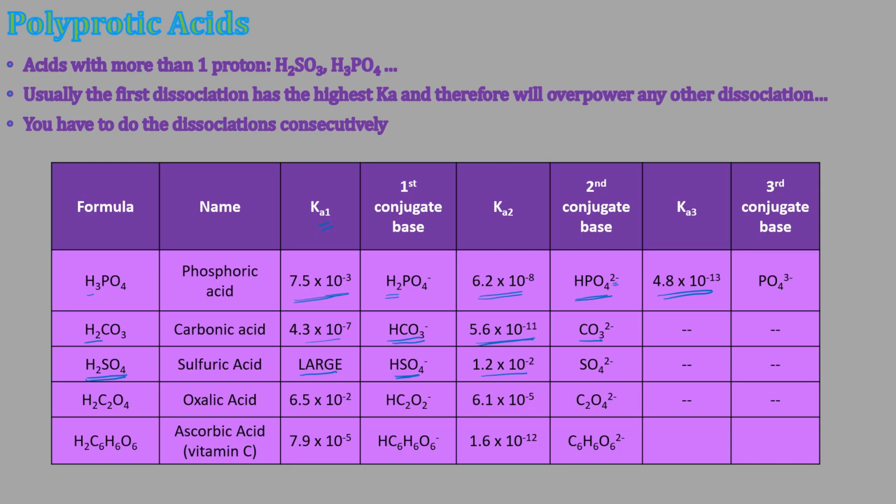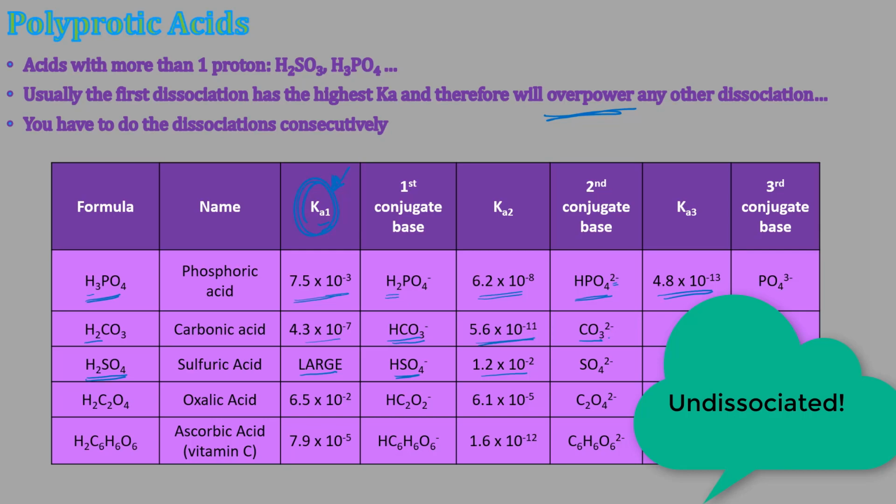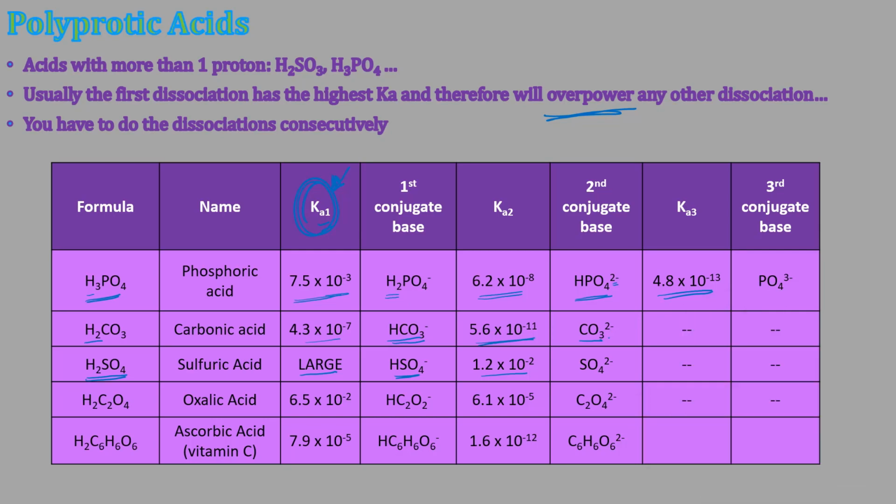You can see that the first Ka is always going to be the biggest, and therefore the first Ka overpowers any other dissociation. So really, if you're looking for the pH of these acids, you do not have to dissociate anything else. You only have to do the first dissociation because the second and the third one are not going to matter. I'm going to show you how the second one won't matter, but you really just have to know that this one is going to overpower everything else. Most of the stuff in solution will actually be undissociated acid because it's weak, and this conjugate base will come in next along with hydrogen.